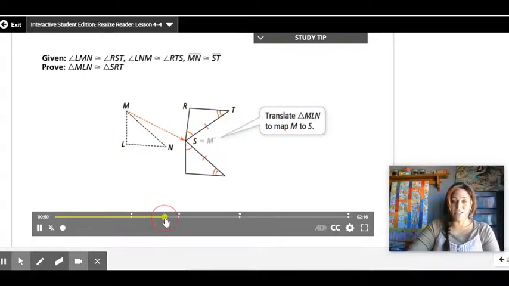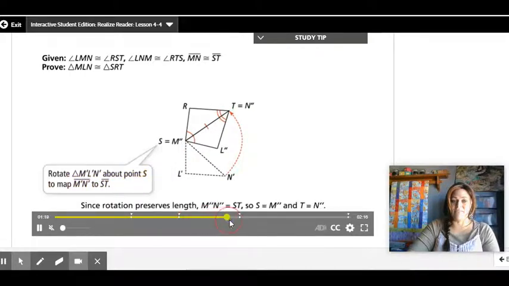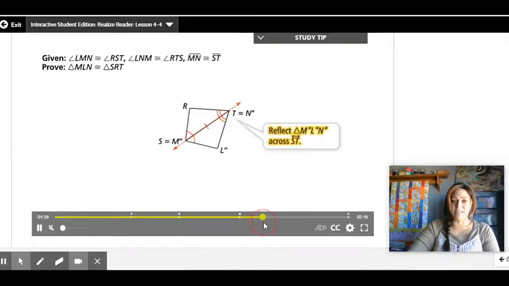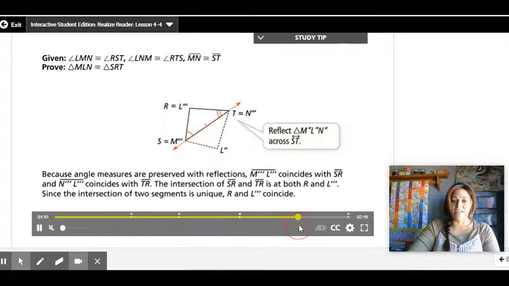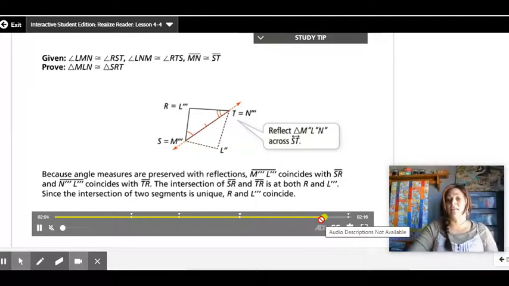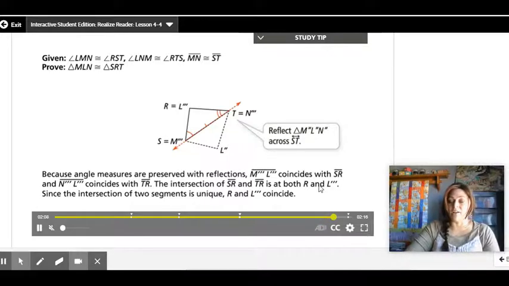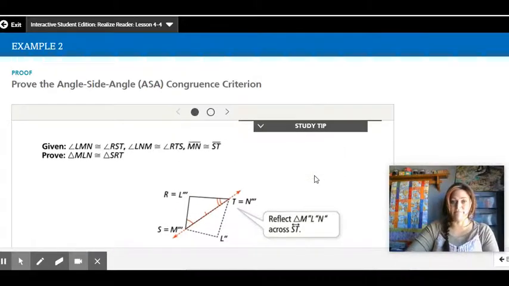First is a translation, then it's a rotation, and finally it's reflected across that line. By rigid transformations, you can tell that they map one triangle onto the other, and they are definitely congruent triangles.